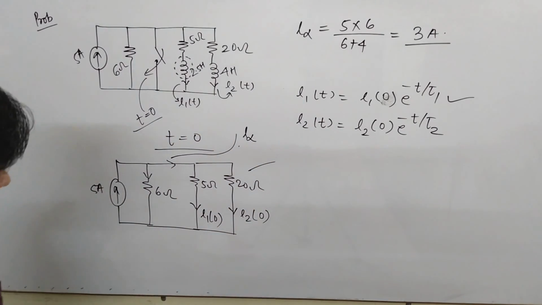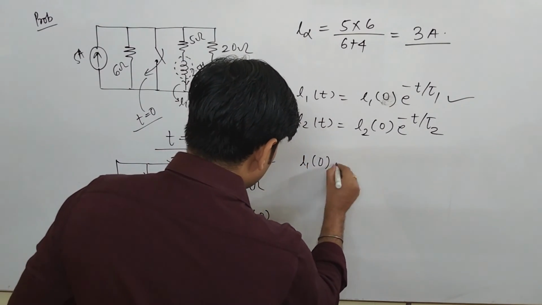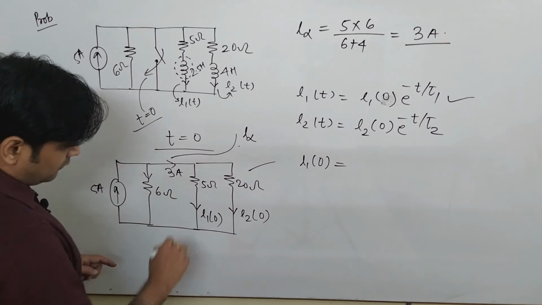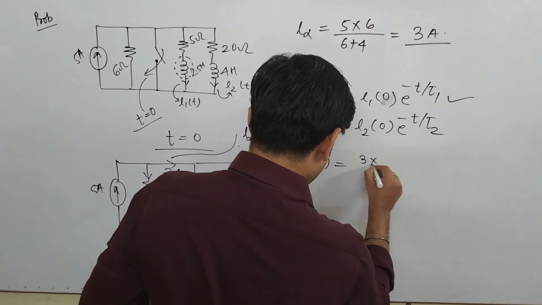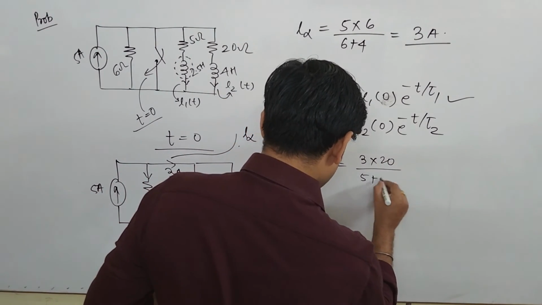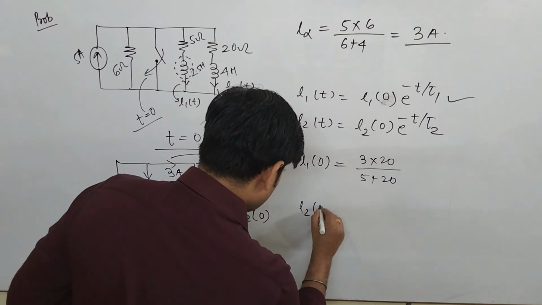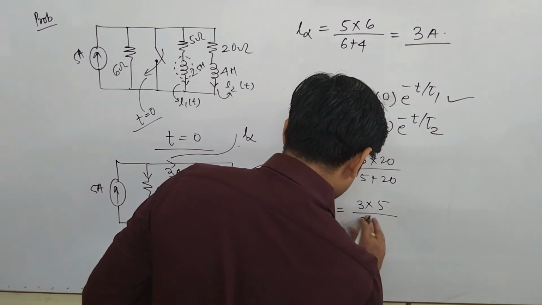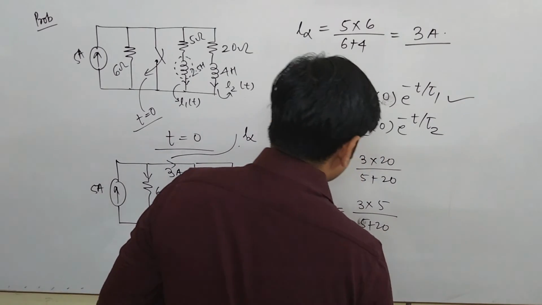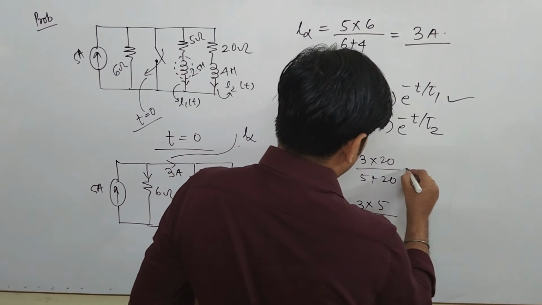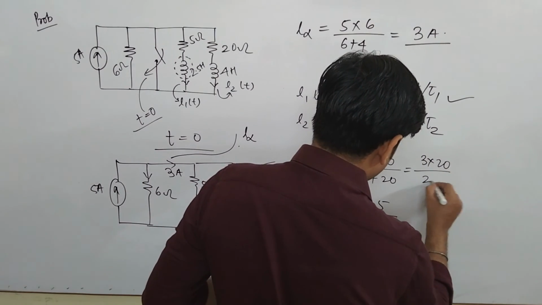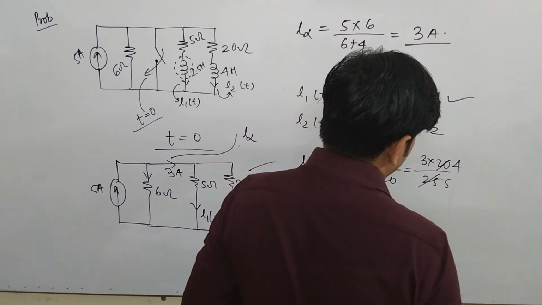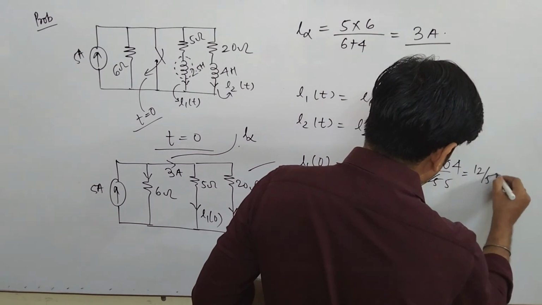Now for finding out the value of I1(0), please see, this current is 3 ampere, just now we have found. So now it is 3 into 20 upon 5 plus 20, and I2(0) is equal to 3 into 5 upon 5 plus 20. So how much is it? It is 3 into 20 upon 25, 5 fives are 25 and 5 fours are 20, so it is 12 by 5 amperes.